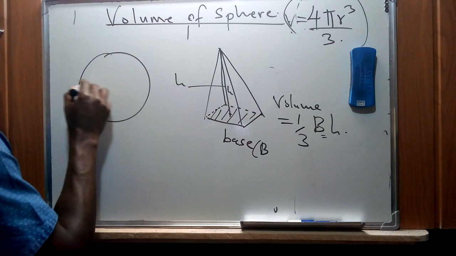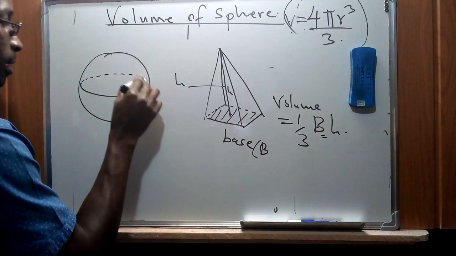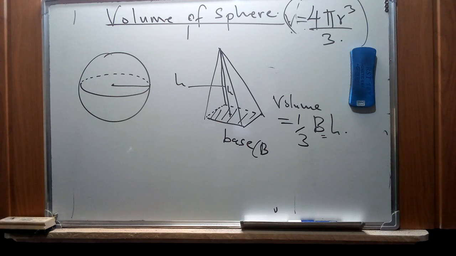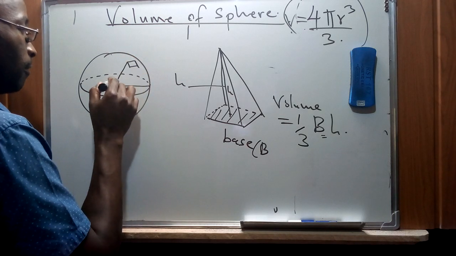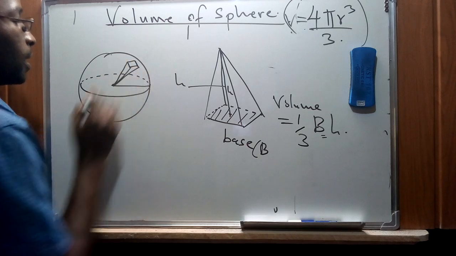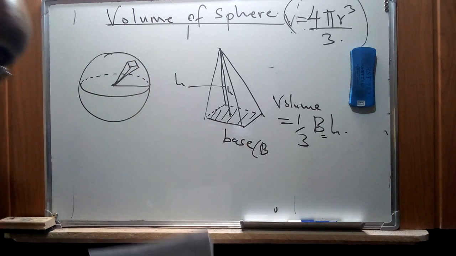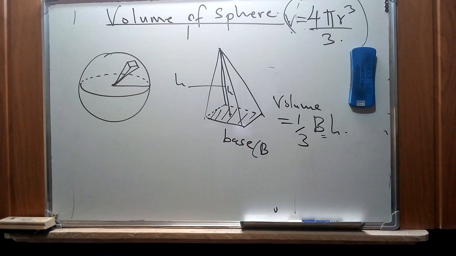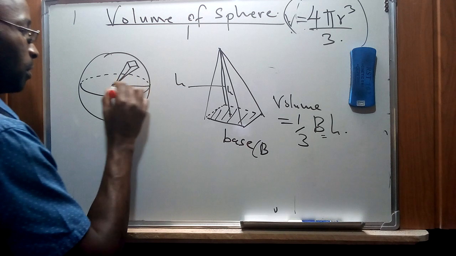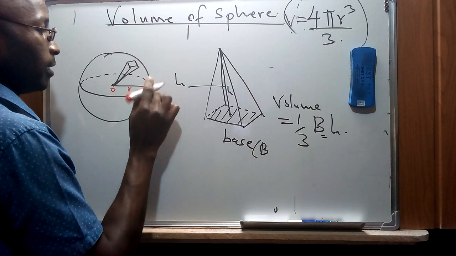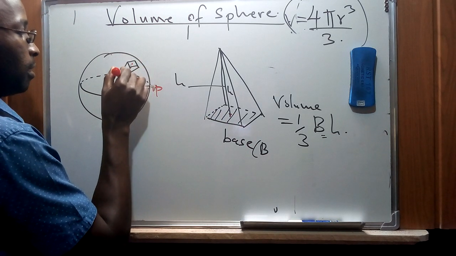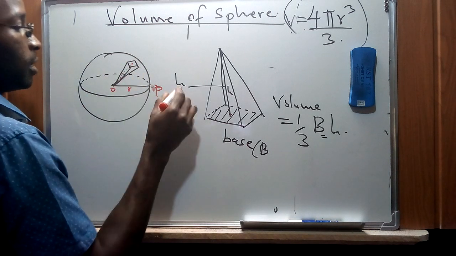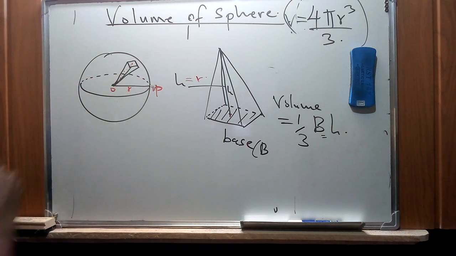Now suppose we have a sphere which we can represent with the great circle at this point. Suppose we have a sphere of this nature and we have a particular pyramid in a way that the vertex of the pyramid is located at the center of the sphere. Now the height of this particular pyramid is going to make up the radius. So let's call this point P. The distance OP will be the same as the distance from the base of the pyramid to the center. Therefore the h in our case will represent the radius of the sphere.